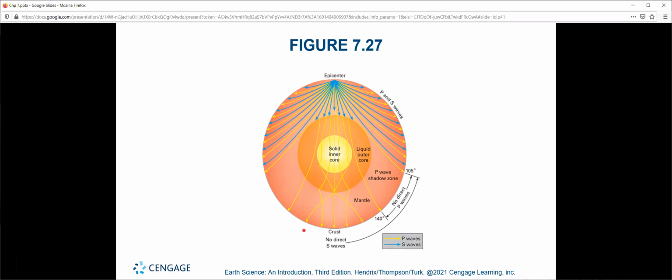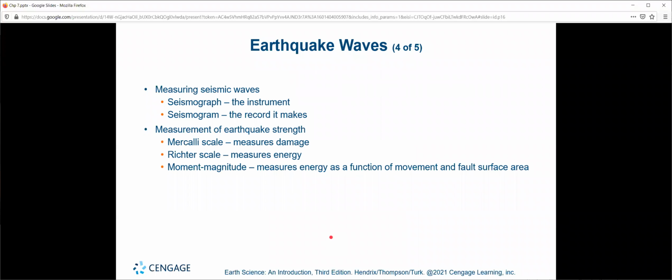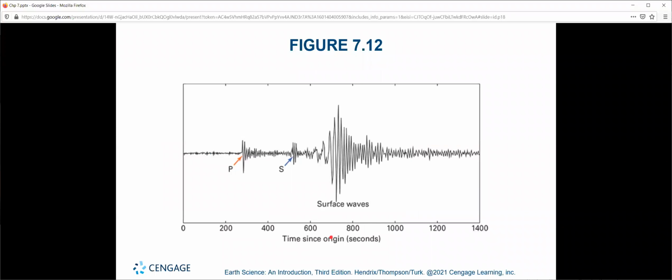This brings forth the idea that there's this solid inner piece that's reflecting and refracting through the liquid core, again reflecting and refracting the waves in certain ways to create this, as shown here, ridiculous looking shape of the P wave reflections. And the interesting part about all this is all this information came from people studying these.